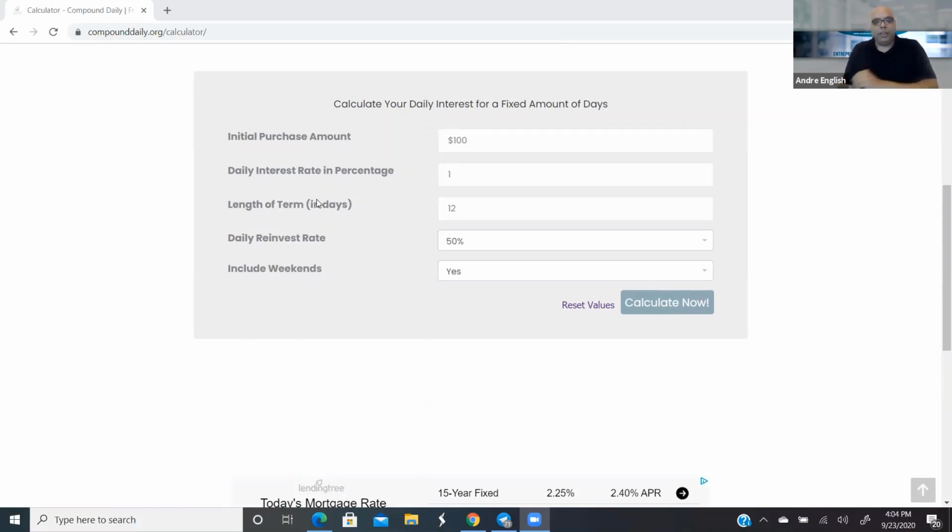What we can do is look here and put in our initial purchase amount. In this case, if we were to use something as simple as $100, we can now adjust our daily interest rate. So we can begin to build a trading plan that is realistic. We don't want to build it off of 10% or 15% interest per day. We could build a very realistic trading plan.